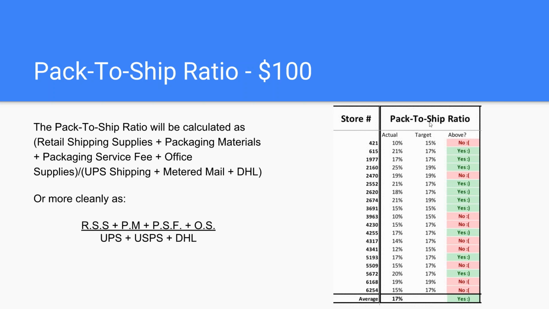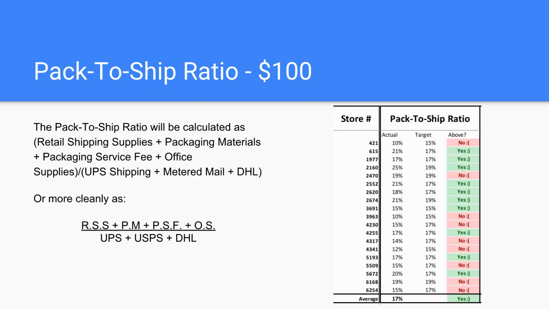The next bonus that we're going to have is a pack to ship ratio. I think everybody's super familiar with this, and nobody has to be surprised with how this is. I don't think this is going to strike anyone as confusing. We're going to take retail shipping supplies, packaging materials, packaging service fees, and office supplies. We're going to divide those by UPS, USPS, and DHL revenue, and that's going to give us what we call the pack to ship ratio.